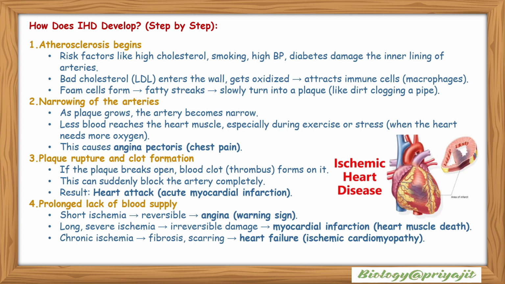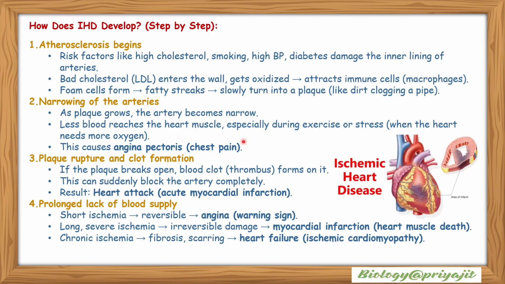So we need to know how IHD, or ischemic heart disease, develops. Step by step process. Atherosclerosis begins. Risk factors like high cholesterol, smoking, high blood pressure, and diabetes damage the inner lining of the arteries. Blood cholesterol or LDL enters the wall, gets oxidized, and attracts immune cells like macrophages. Foam cells then form fatty streaks, slowly turning into a plaque, like dirt clogging a pipe. Narrowing of the arteries. As plaque grows, the artery becomes narrow. Less blood reaches the heart muscle, especially during exercise or stress, when the heart needs more oxygen. This causes angina pectoris, or chest pain.